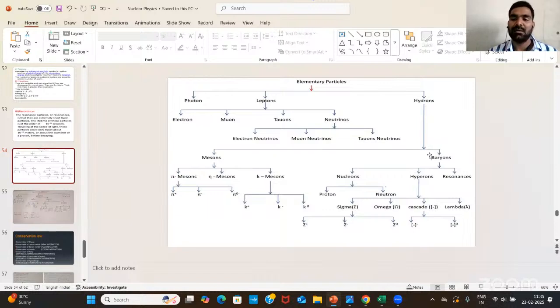Mesons are spin 0 and baryons are spin half and spin 3 by 2, right? Mesons are divided into pi mesons, pi plus, pi minus, pi naught, the three pi mesons, and eta is one, and K will have K plus, K naught, K minus. These are octet in nature. Baryons have spin half baryons and spin 3 by 2 baryons. They include nucleons, meaning protons and neutrons, and hyperons, which have sigma group, omega group, cascade group, and lambda group. These are the resonances, which have very little lifetime. Okay, next you go for this one.